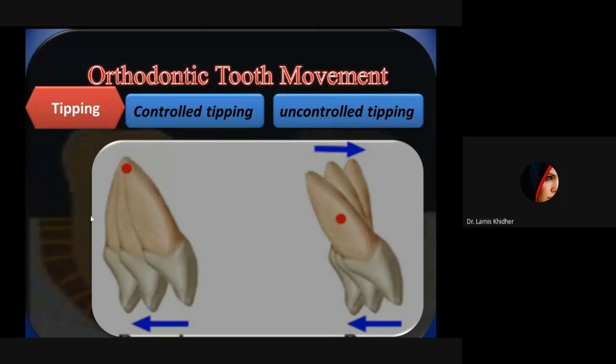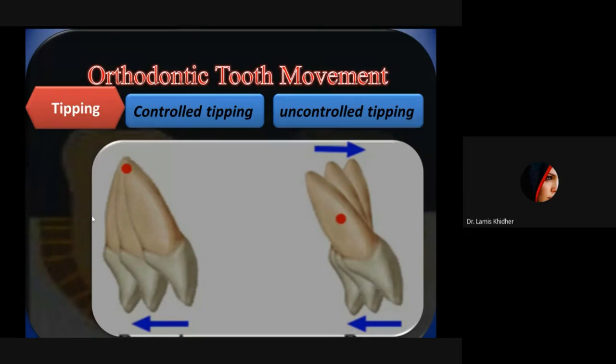While in the uncontrolled tipping movement, the center of rotation will be located apical to the what? To the center of resistance, and it will result in what? Movement of the crown in the force direction and movement of the apex of the root in the opposite direction.